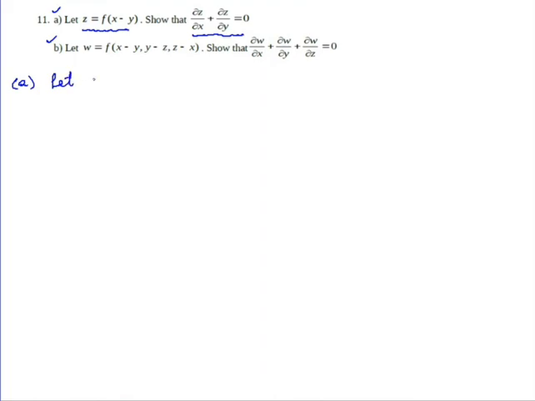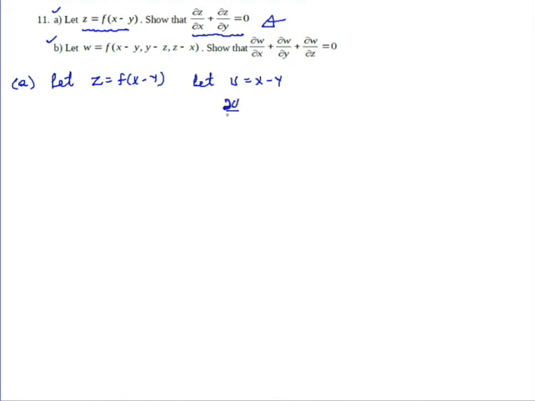So what is given? Let z be given as a function of two variables, f of x minus y. So we are asked to show this equation. So here let us represent x minus y by u. So here we are going to apply the chain rule.